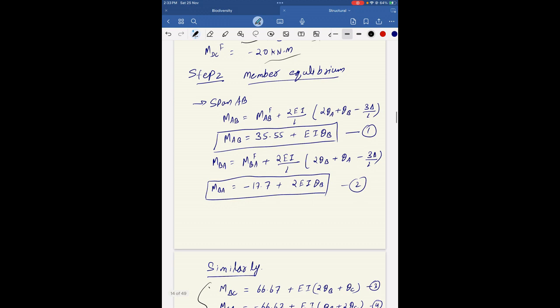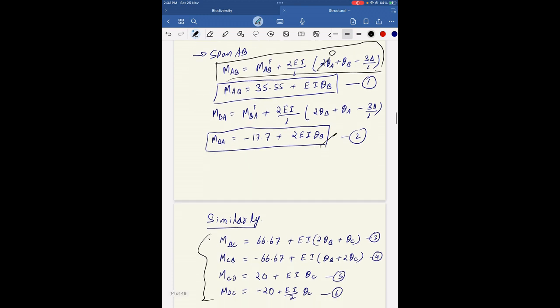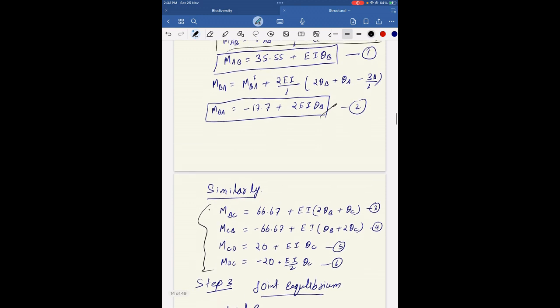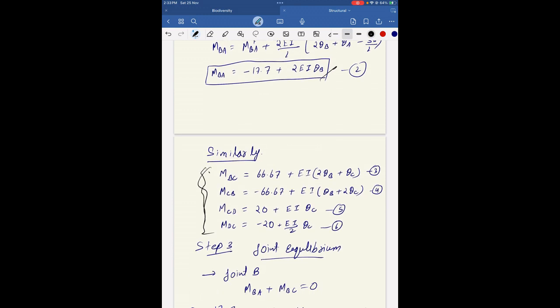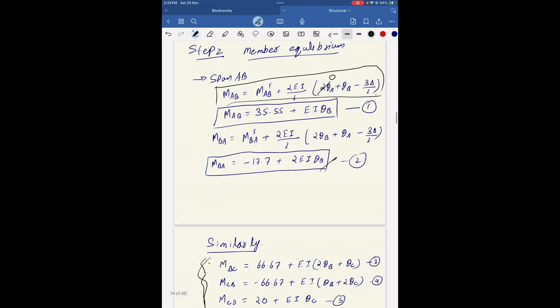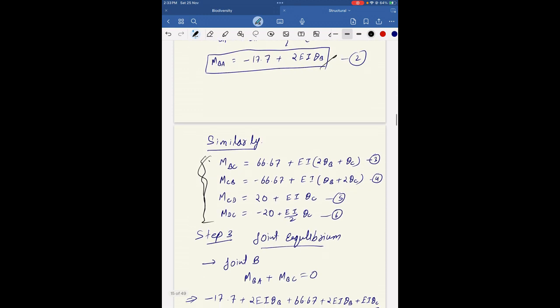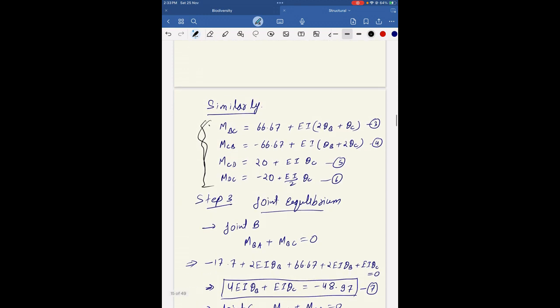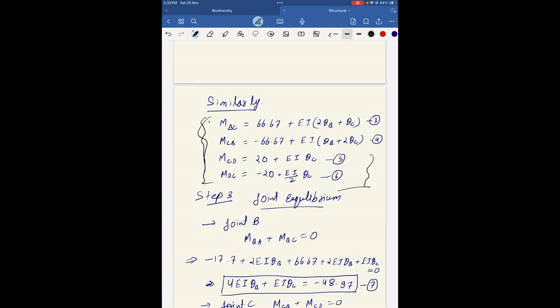So for member equilibrium we have to use this equation, and here theta A is 0 as A is a fixed support, theta B is not 0. Similarly, applying this equation we find the member equilibrium equation of this.